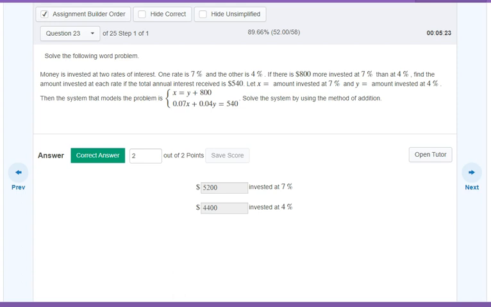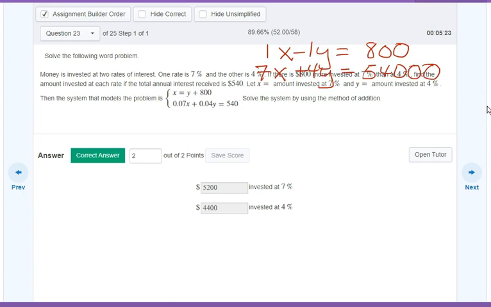Now, I see we did some of these in Chapter 8 where they gave you the word problem but not the equation. Here they're actually giving you the equation. And they want you to solve it using the method of addition. But again, you could use substitution because you have what x is. So let me set this up. You try it. See what you can get.